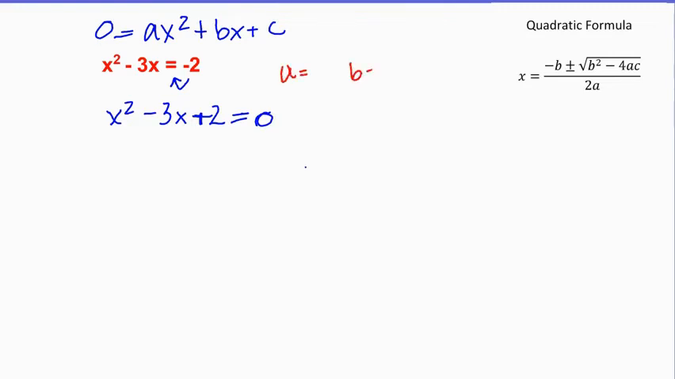A, B, and C are just numbers. They do not have an x attached to them. That's one of the biggest mistakes I find. A is 1. That's the coefficient here. B is negative 3. And C will be 2.